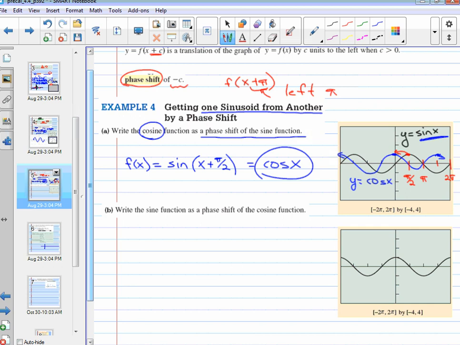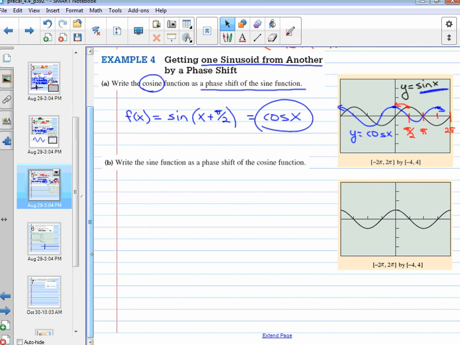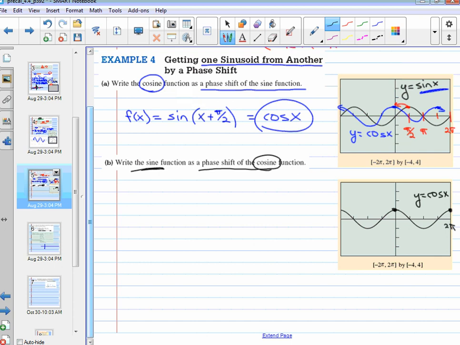Let's try the next one. Write the sine function as a phase shift of the cosine function. So right here, this is the cosine function, the parent cosine function. It's starting right here at the top, and then it's coming down, and it takes 2 pi to do one complete cycle. Well, if I want to make it look like a sine graph, it is this.